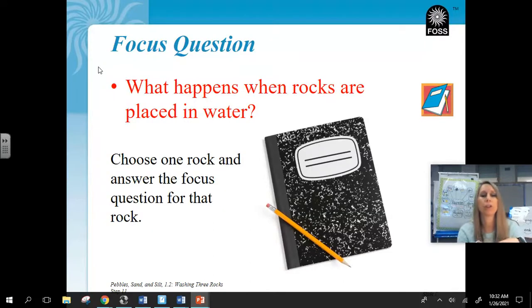So now you're going to write in your journal and tell me what happened to your rocks when you put them in water. You don't have to write a lot. One sentence is fine, but I do ask that you write it in sentence form.